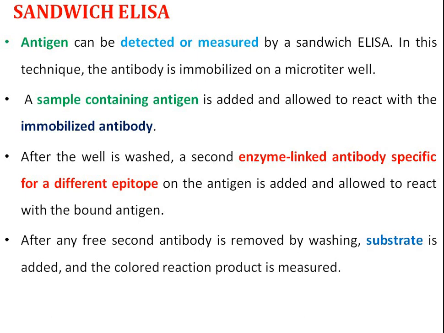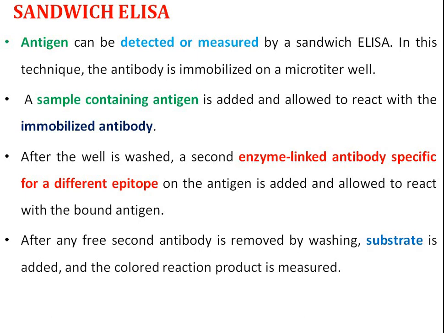Initially we have to fix immunoglobulin on the ELISA titer plate well. Then after that, how to add antigen? A sample containing antigen is added and allowed to react with the immobilized antibody.